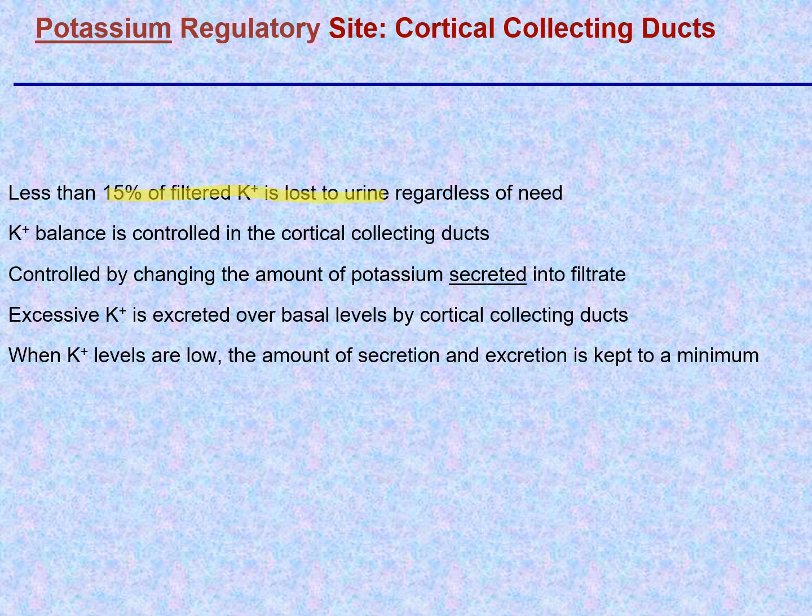Maintenance of the balance of potassium in the body is controlled in the collecting ducts. So that's what gets affected when things are out of balance, and that's what changes. How much potassium will be lost or not can change due to changes in the collecting ducts. And that's occurring because of the control on the amount of potassium that will be secreted into the filtrate.